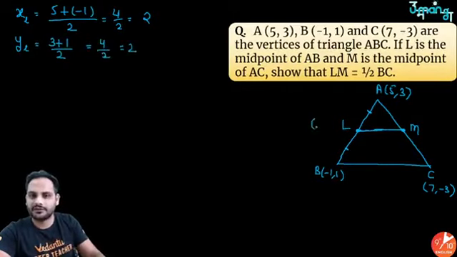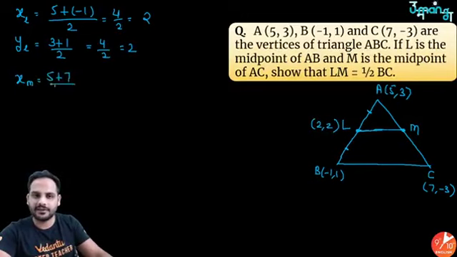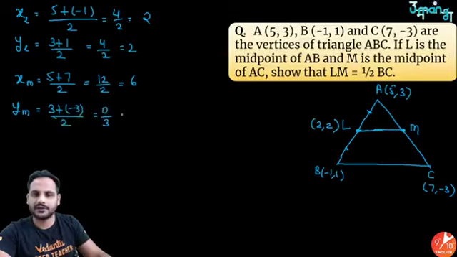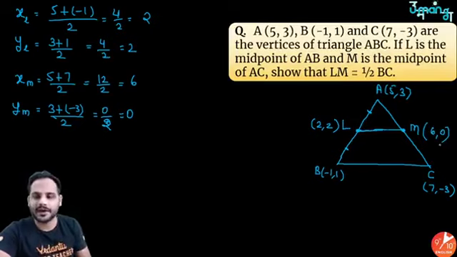So the coordinates of L are what? 2, 2. Similarly, the coordinates of M. So the x coordinate of M will be (5 plus 7) divided by 2, which is 12 by 2, which is equal to 6. And the y coordinate of M will be equal to (3 plus minus 3) divided by 2, which is 0 by 2, which is equal to 0. So the coordinates of M are what? 6, 0. Okay? Now what do we have to do, son?